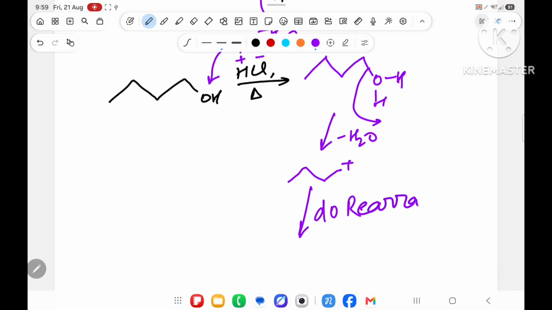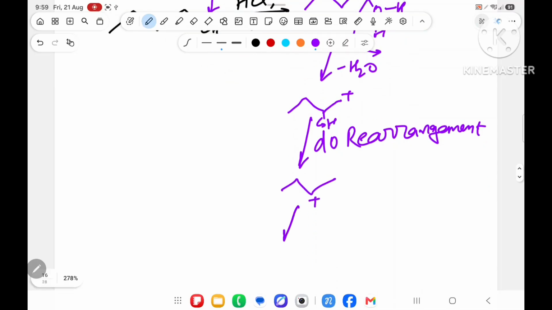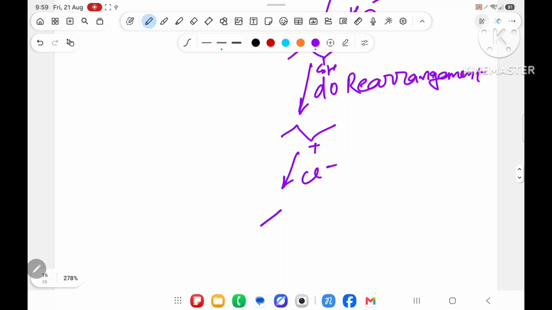First, a carbocation is formed, so do rearrangement. Rearrangement means hydrogen from here goes, the plus comes here, as already taught in hydrocarbon, and Cl minus will attack. The product comes with Cl over here. Understanding what I am trying to dictate?